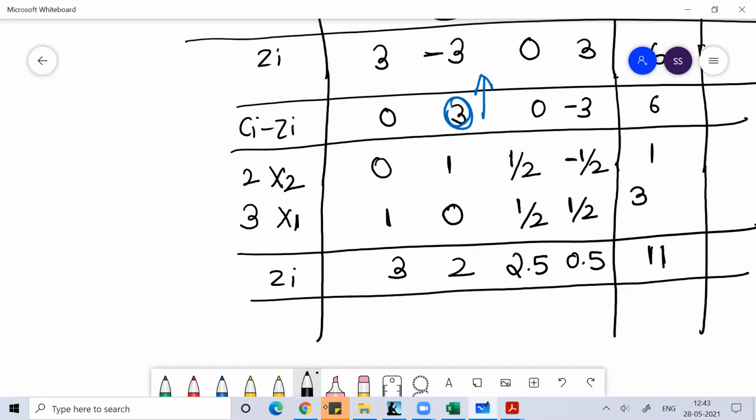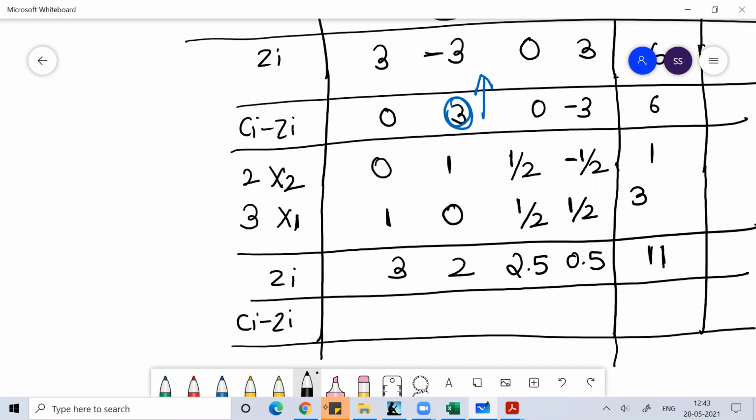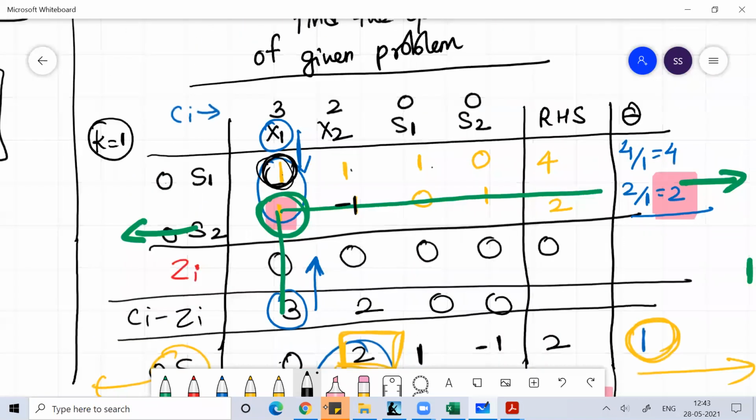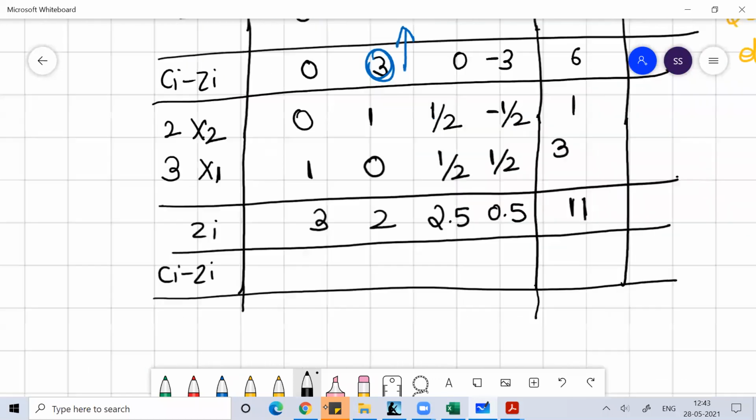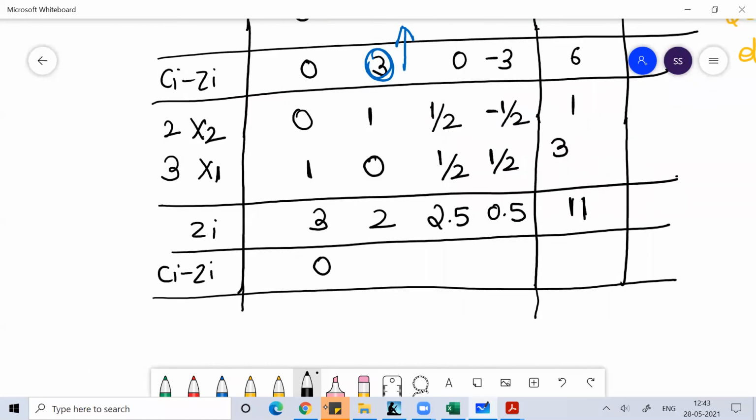Now I'll find Cj minus Zj. If you find the corresponding one, 3, 2, 0, 0, you can see 3 minus 3 is 0, 2 minus 2 is 0, 0 minus 2.5 is minus 2.5, 0 minus 0.5 is minus 0.5. So now you can see that all the values of Cj minus Zj are either 0 or negative. It means now you got the optimal solution.